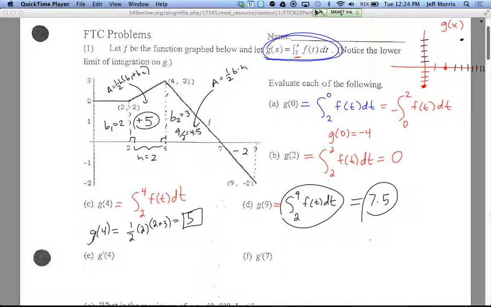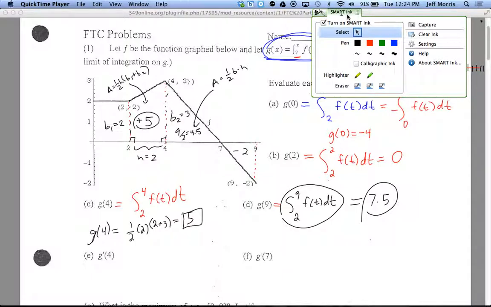All right, so that's what we did for A through D. We just evaluated the function at particular x values. Pretty easy, right? The next part's even more interesting, because here's where you start connecting derivatives to integrals. So to connect integrals to derivatives, what you need to understand first, can I erase some of this? I'm just going to go back and write the answers.